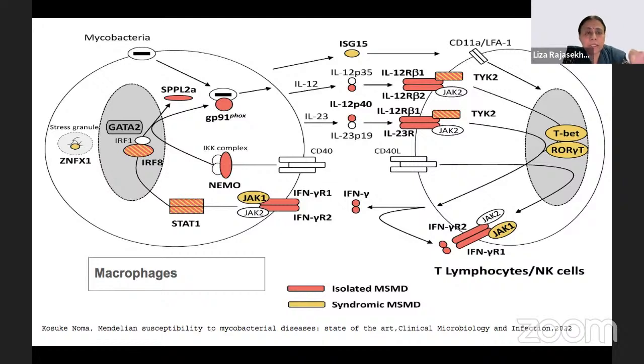So specifically, the ZNFX1, which is on the left side here in the macrophages, this actually guides the ISG for containing viral infections. So defects in this molecule lead to an MSMD with viral infections. Next slide, please.